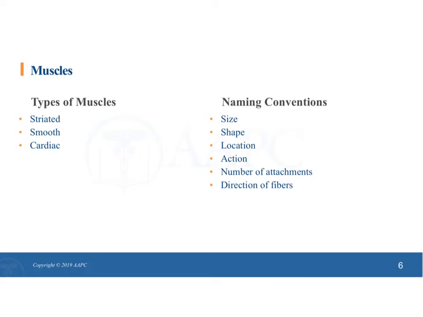When muscles contract, their fibers shorten. This contraction causes movement of a body part. Muscle cells are long and slender and are called fibers rather than cells.